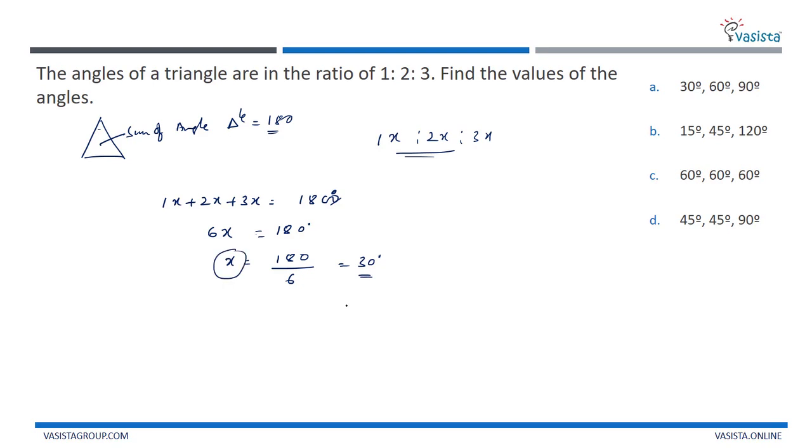So just substitute the value of x here, and you are going to get the answer. This will become 1 into 30 is to 2 into 30 is to 3 into 30. So this will become 30, 60 and 90. The answer is 30 degrees, 60 degrees as well as 90 degrees. The answer here is yes.